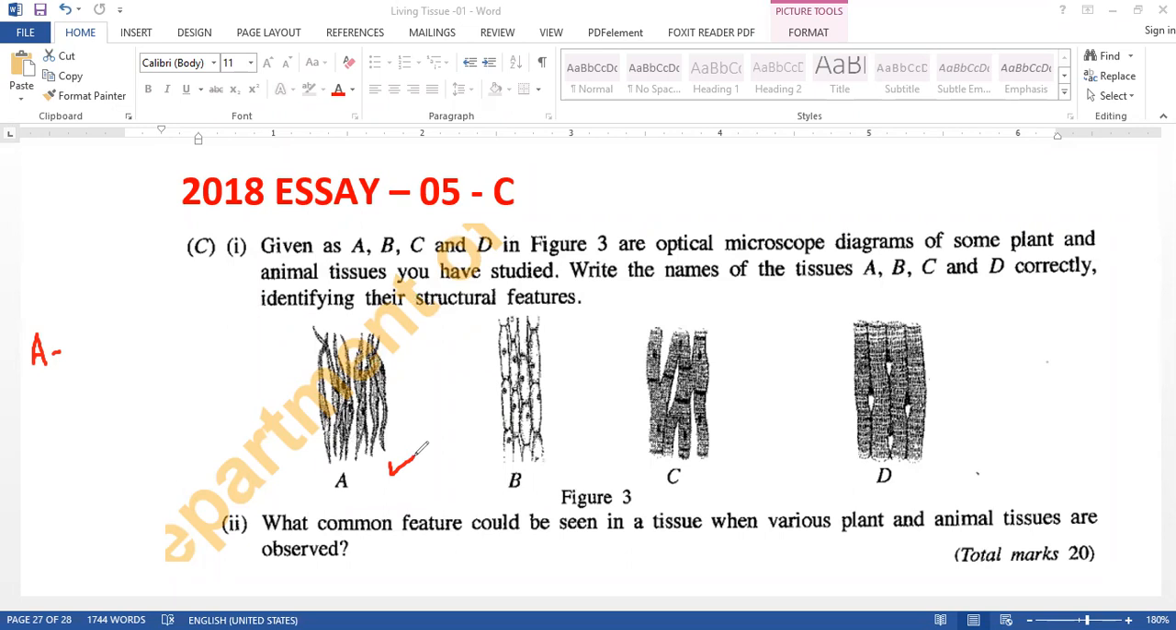It's like a spindle shaped structure. So spindle shaped structure can be found only in where? Tell me. Smooth muscle, sir. Smooth muscle cells. So A would be the tissue. Write the names of tissue. They ask simply the names of tissue.